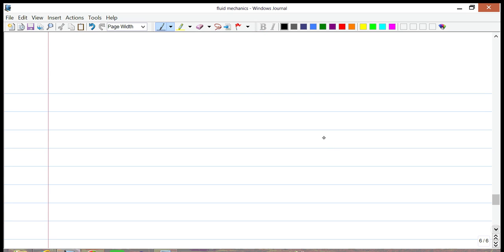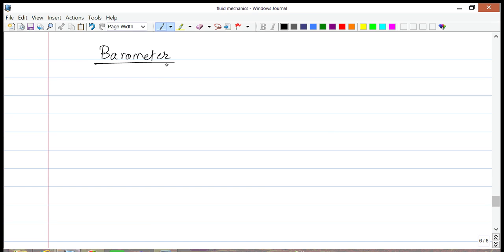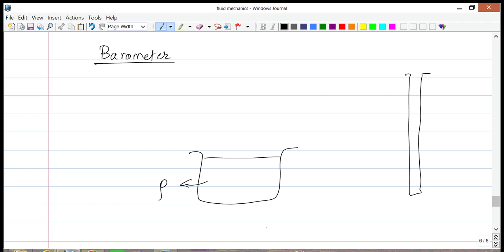Now another device that we have is called the barometer, which you've all heard of: barometric pressure and all those things. The barometer is essentially a simple device. You have some column of mercury, or let's say some unknown liquid. You take a thin tube and fill it with this unknown liquid, of the same density rho, and then you invert it and put the open end into this container.